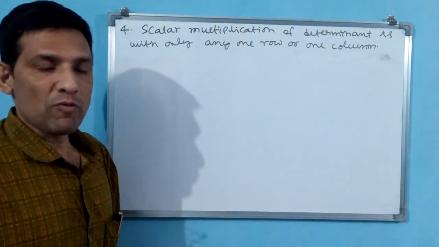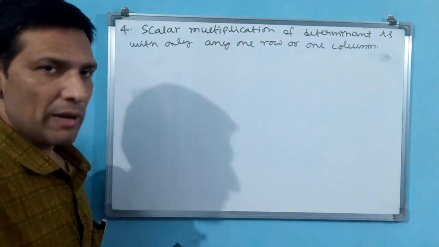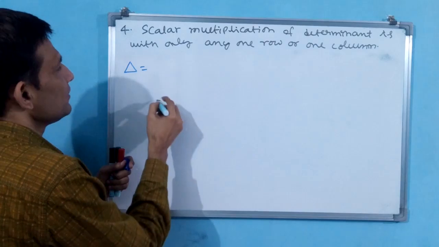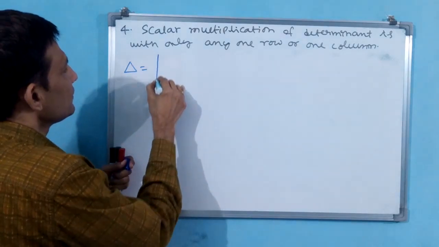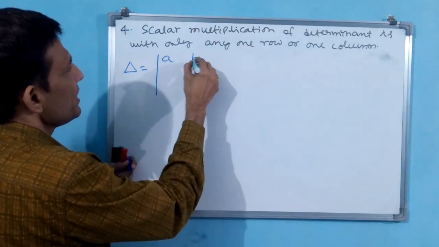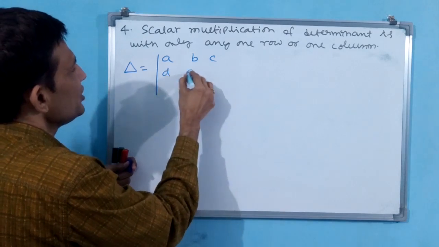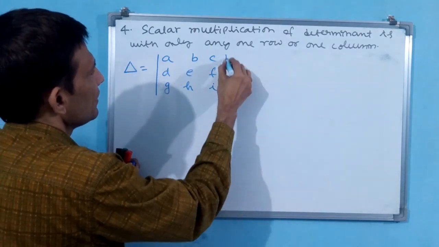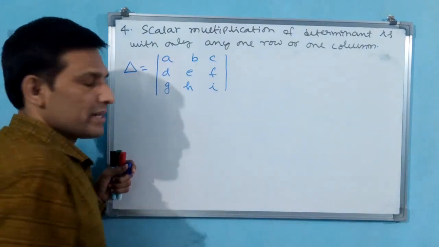Okay. Now we have to prove this property. Let us prove. I am taking this delta is equal to, say, A, B, C, D, E, F, G, H, I. This is one determinant. Okay.